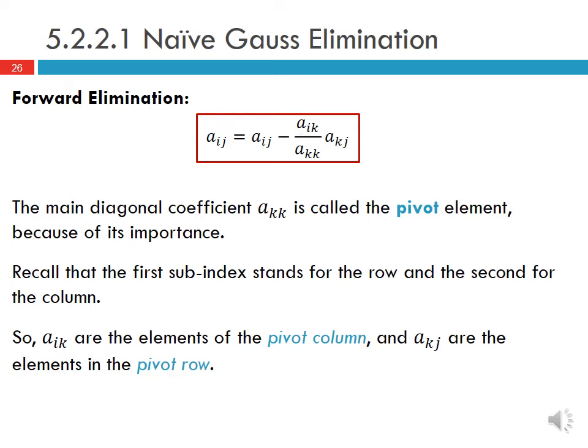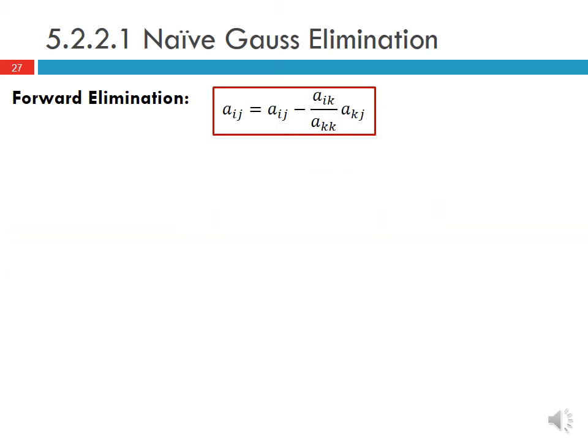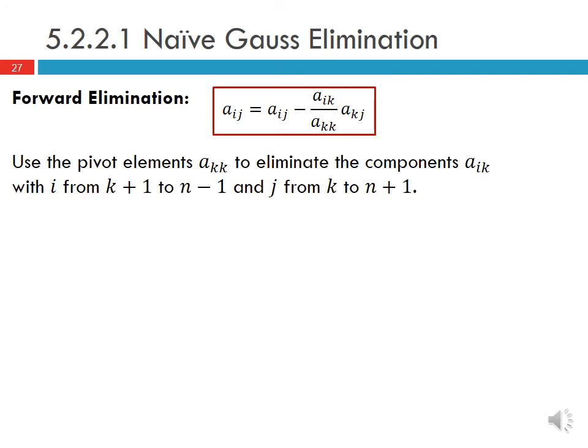So those are here. So this is the pivot element. These are the elements of the pivot column, and these are the elements of the pivot row. And then this is the element in question that I am trying to update. Okay, so let's see how this works. So we want to use our pivot elements Akk to eliminate the components Aik, with i going from k plus 1 to n minus 1, and j going from k to n plus 1. So if we've got our matrix here, we start with k equals 1, so our pivot element is A11, as shown here. And our pivot row is the first row, so row 1.